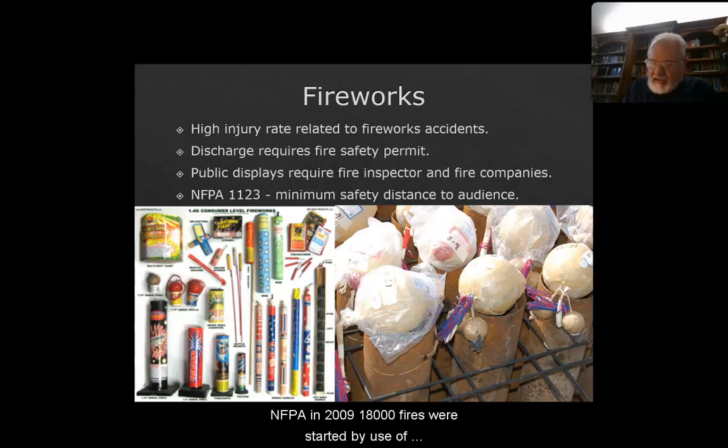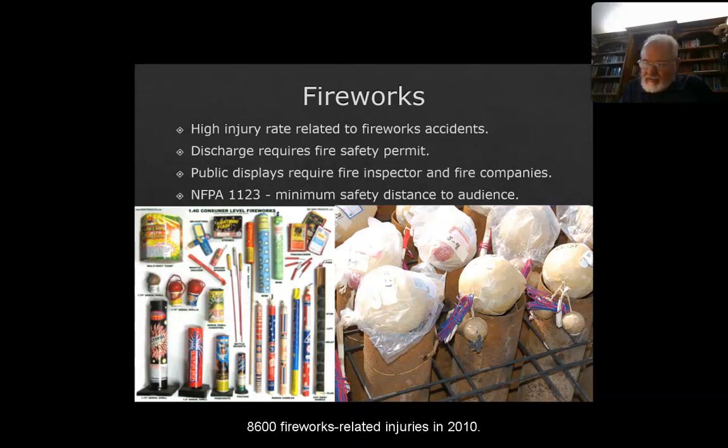Per NFPA, in 2009, 18,000 fires were started by use of common fireworks, resulting in $38 million in direct property loss. Per the United States Fire Administration, there were 8,600 fireworks-related injuries in 2010.